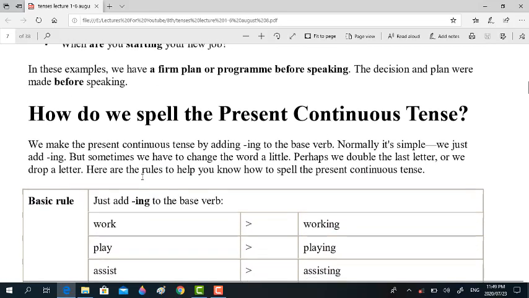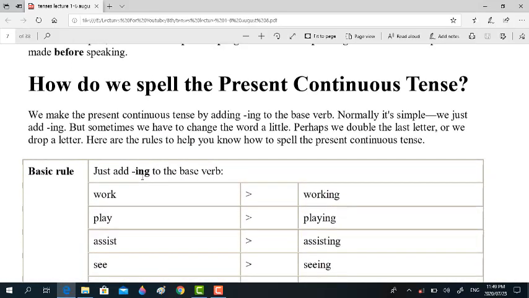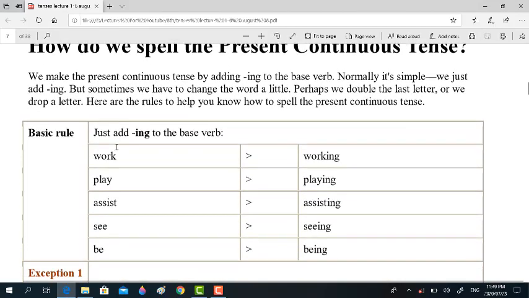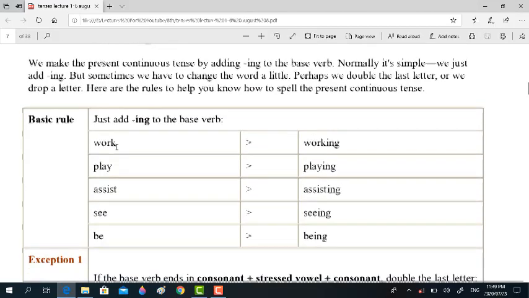Here now we talk about how we spell the present continuous tense. We make the present continuous tense by adding ing, an inflection. This is one of the 8 inflections added to the base verb. Normally it's simple, we just add ing, but sometimes we have to change the word a little. Perhaps we double the last letter, or we drop a letter. Here are the rules to help you know how to spell the present continuous tense. This is going to be really very important, because I have been witnessing students making mistakes while adding ing to the base.